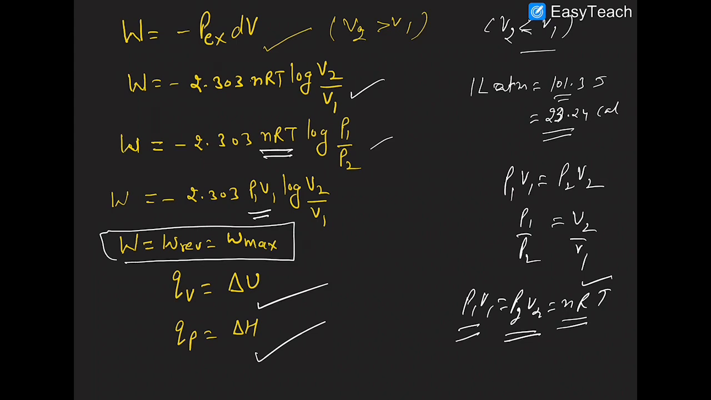Delta U, that is heat available at constant volume, can be measured in a bomb calorimeter. I am repeating once more. Delta U, that is heat available at constant volume, is measured in a bomb calorimeter.